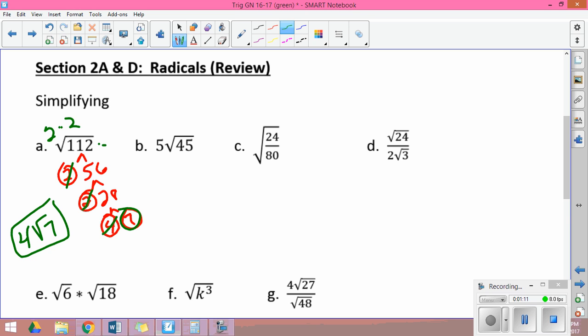And we remember, when we bring numbers out, they get multiplied. So 45 is 9 times 5. 9 is a perfect square. Square root of 9 is 3. That leaves a 5, so I have 3 square roots of 5.